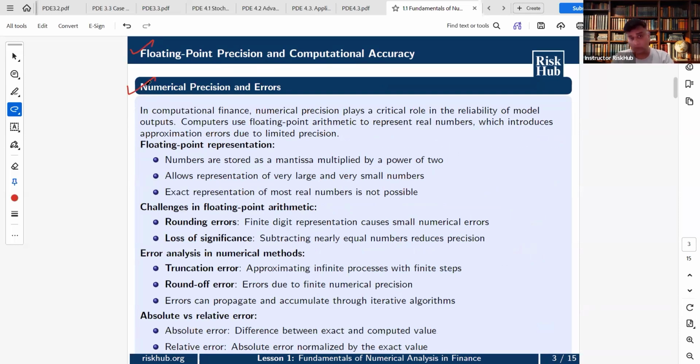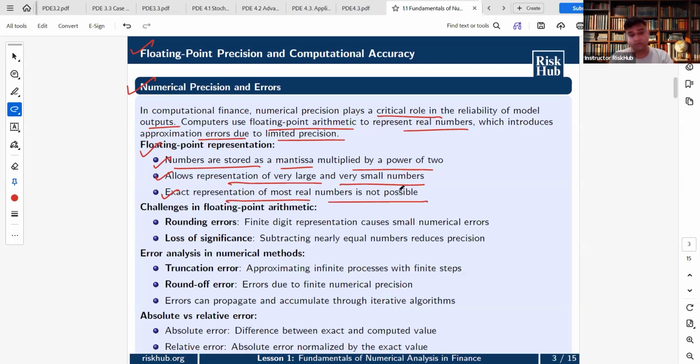Again, in computational finance, numerical precision plays a very critical role in the reliability of model outputs. Computers use floating point arithmetic to represent real numbers, which introduces approximation error due to limited precision. In a floating point representation, numbers are stored as a mantissa multiplied by a power of 2. This allows representation of very large and very small numbers. Exact representation of most real numbers is not possible, right?